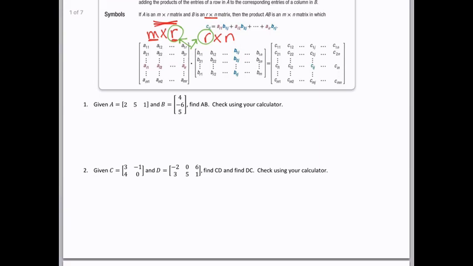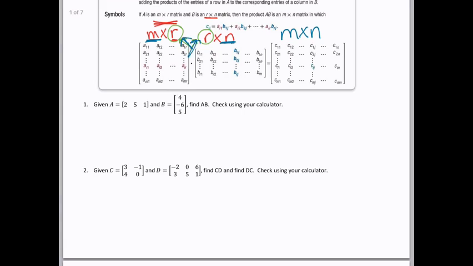If they do match, then the dimensions of our answer are going to be that first row and that last column. So this answer matrix for this case would be an M by N matrix. So we'll see that in the next couple examples, but just keep that in mind. You can only multiply matrices when these two dimensions match.